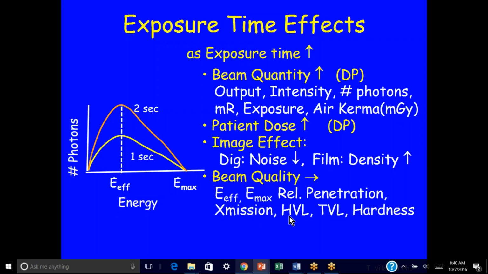Sometimes we talk about the half value layer, HVL. Half value layer is defined as that thickness of material that will reduce the intensity of X-rays down to 50% of its original value. Half value layer, very common measure of penetration. And it's something that you can visualize.